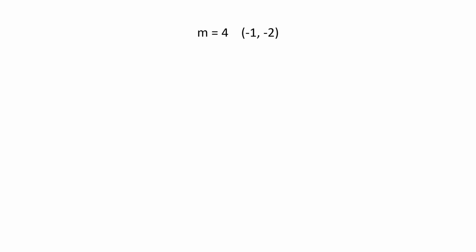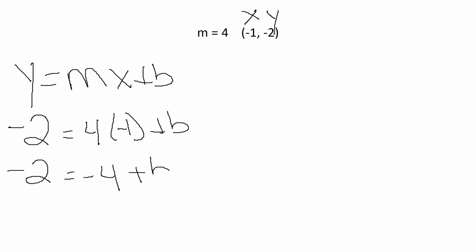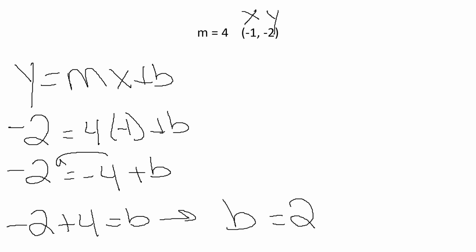All right, let me work it while you check your work because you've already done it, right? So there's my y, there's my x, there's my m. I'm going to go ahead and write this down, y equals mx plus b, so I always know where I am. Y is -2, m is 4, x is -1, and I'm solving for b. 4 times -1 is -4. Move the -4 over. When I move the -4 over, it becomes plus. -2 plus 4 tells me that b equals 2.